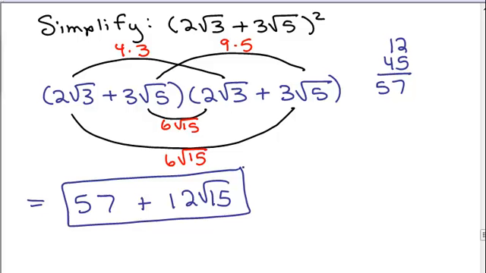So that's one way of showing the FOIL method. You could do it like this, or you could just write it out. 4 times 3 plus 6 root 5 plus 6 root 5 plus 9 times 5. At the next step, you could write your 12 and your 45 here, and then finally add like terms. You should get exactly the same answer.